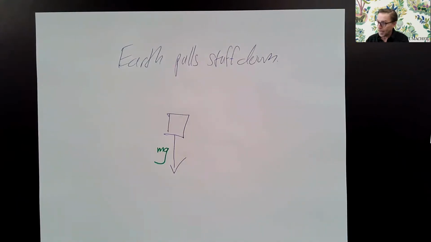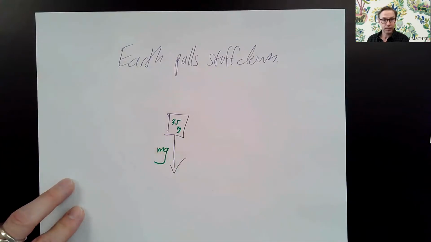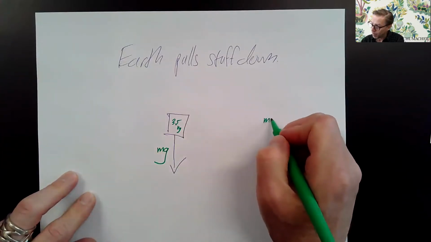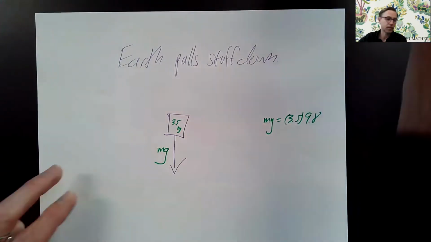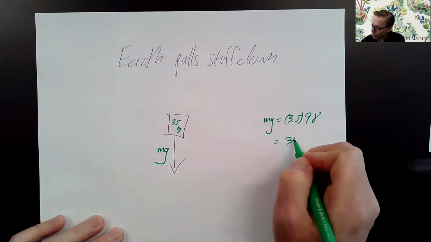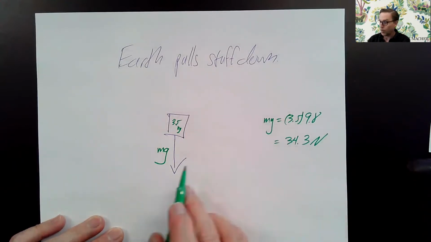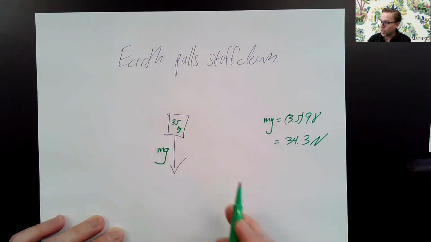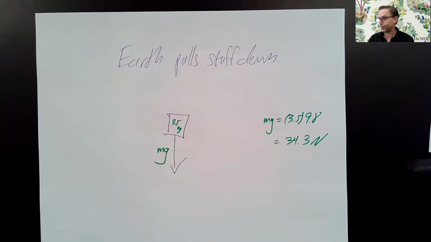So if this is a 3.5 kilogram object, then mg is 3.5 times 9.8. What is 3.5 times 9.8? It's 34.3. 34.3 newtons, because it's a force. So if this is a 3.5 kilogram object, Earth pulls it down with a force of 34.3 newtons.